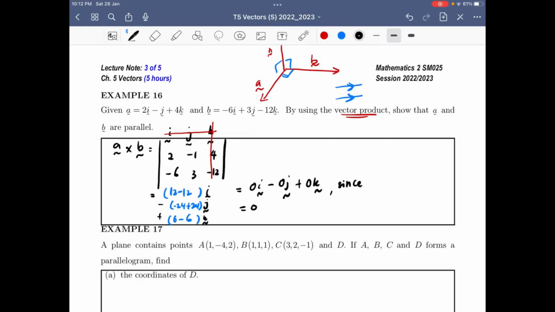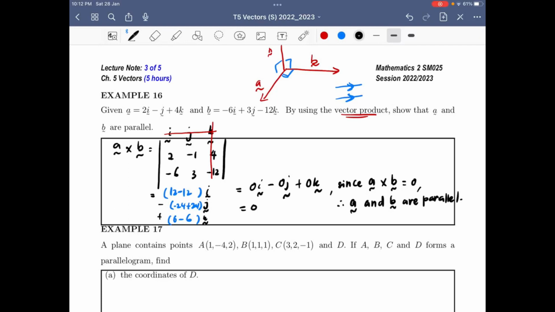Since vector A cross vector B equal to 0, therefore vector A and vector B are parallel. Alright.